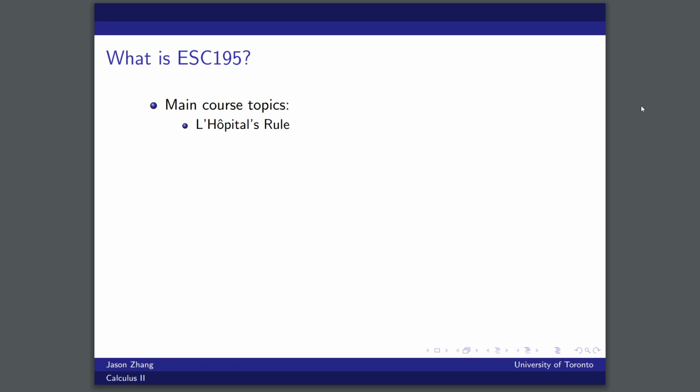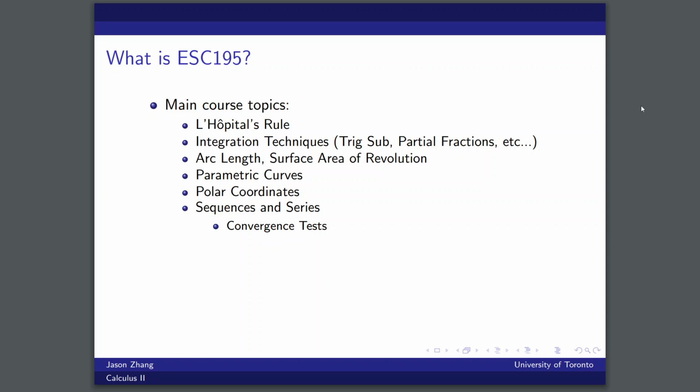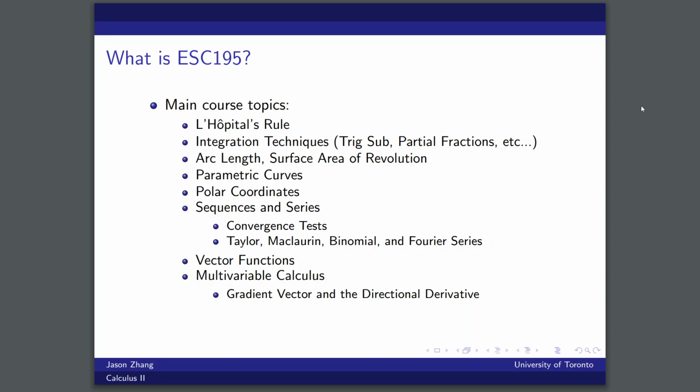The main course topics I went over include basic calculus 2 things, like L'Hopital's rule, integration techniques like trig sub, partial fractions, etc. Also applications of calculus, so arc length, surface area of revolution. We learned about parametric curves, polar coordinates, sequences and series, which includes convergence tests, Taylor, Maclaurin, binomial, and Fourier series, as well as vector functions, multivariable calculus. So we learned about the gradient vector and the directional derivative, Lagrange multipliers, which I'll talk about today.